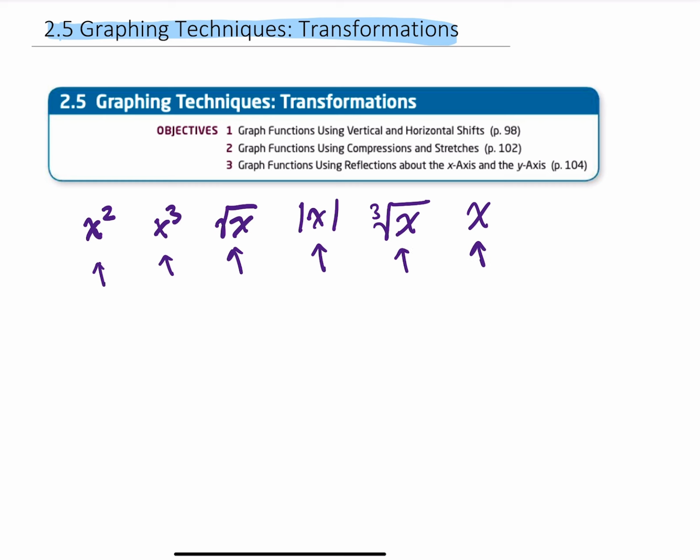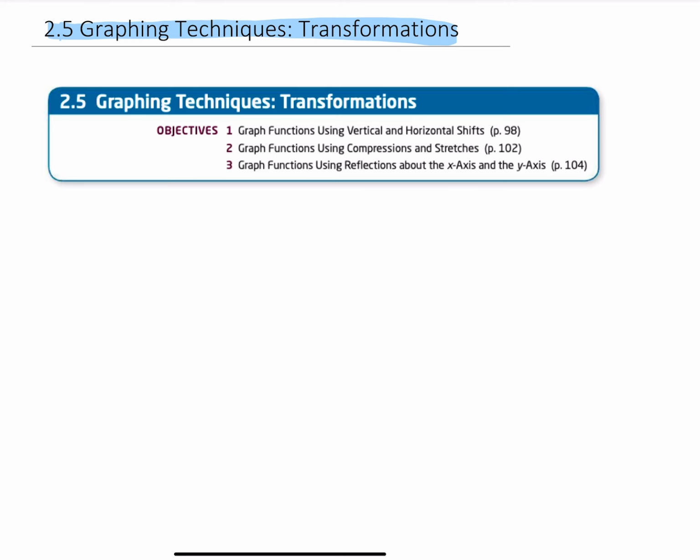But oftentimes functions are more complicated, but we can see them as modifications of these parent functions from the library of functions. So maybe they've been shifted around, or they've been stretched or modified in some other way. So we'll see how we can start to look at more complicated functions and already tell, even without graphing, what it might look like, what kind of parent function it's coming from, and how it's been modified. And this is extremely useful in many domains.